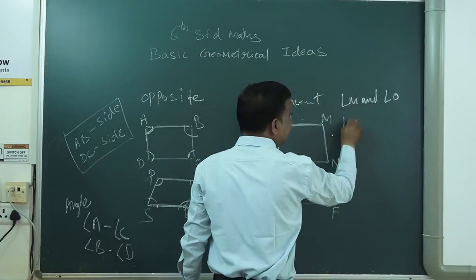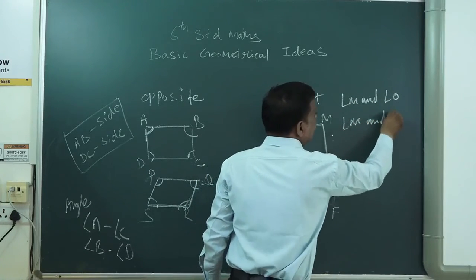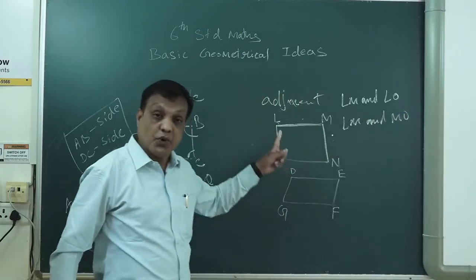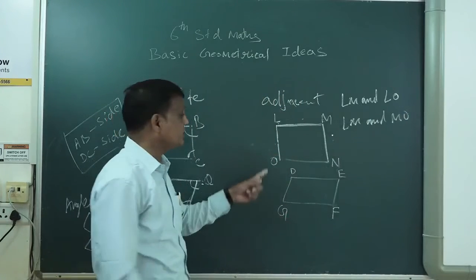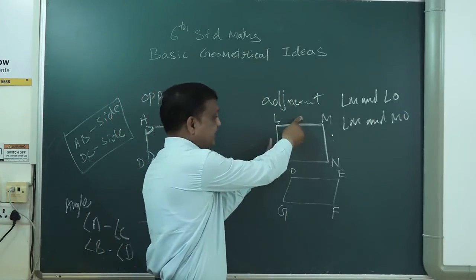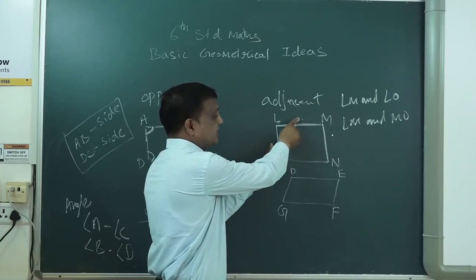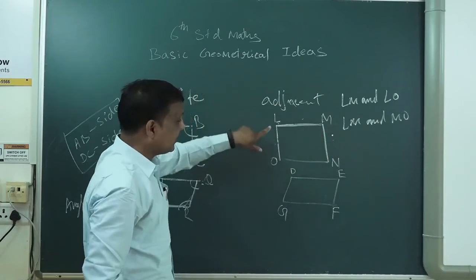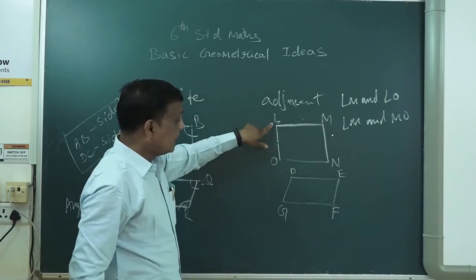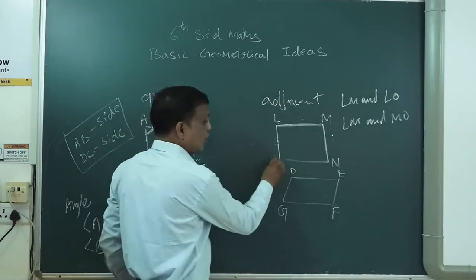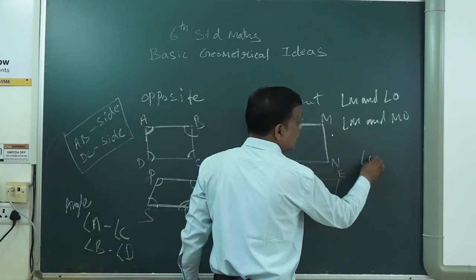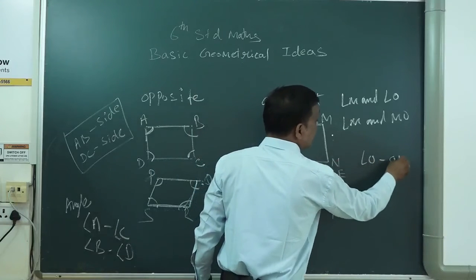Or you can say LM and MN. These both are adjacent. Understand, adjacent means what? Aju baju adjacent. दोनों का adjacent, these both are adjacent. If I take this side, so LO is adjacent to what? ON. LO is adjacent to what? ON.